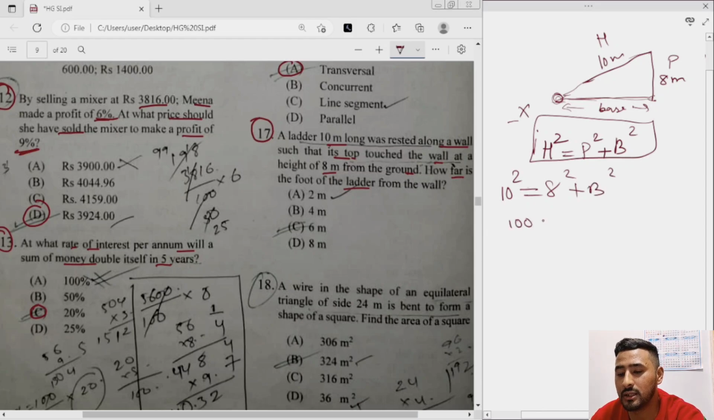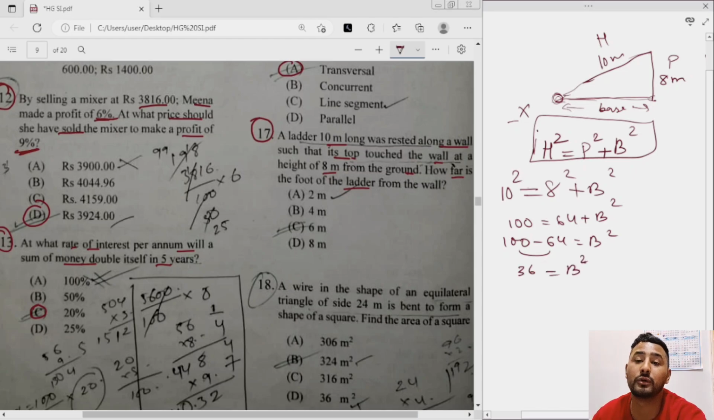10 square is 100, equal to 8 square, which is 64, plus b square. Bring 64 to the other side. 100 minus 64 equals b square. When you subtract, you get 36 equal to b square. Now we have to remove the square, right? So what we'll do is b equals the square root of 36.